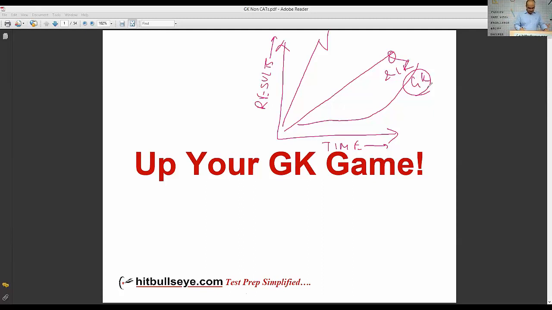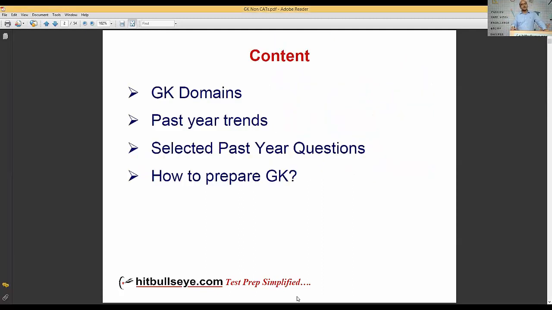So moving on, these are the broad areas that I'll be covering throughout my presentation. First, I'll broadly introduce you to the areas in which general knowledge is divided. Of course, the most basic classification or division is between static and current GK, and we'll delve deeper into that. What areas and sub areas are there in static GK as well as current GK, from which questions are generally being asked.